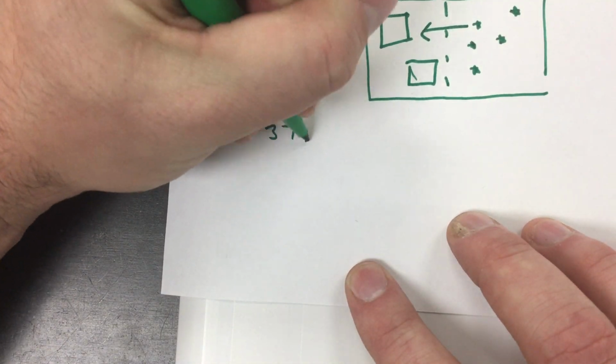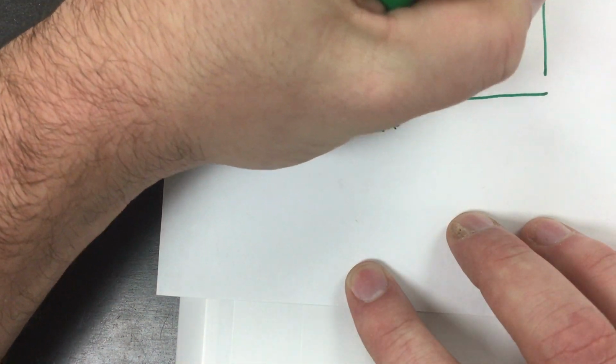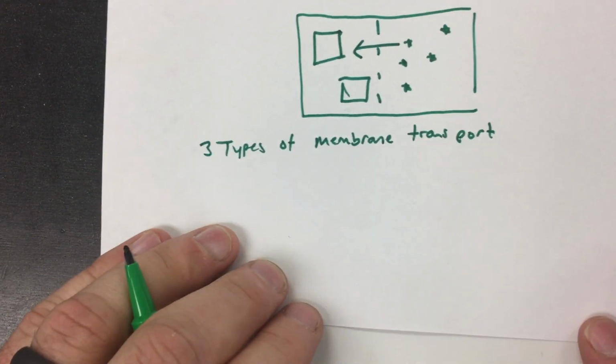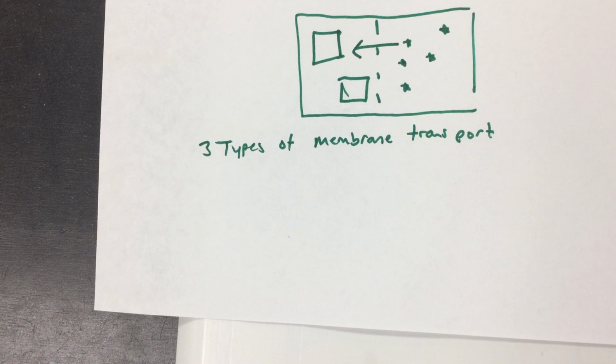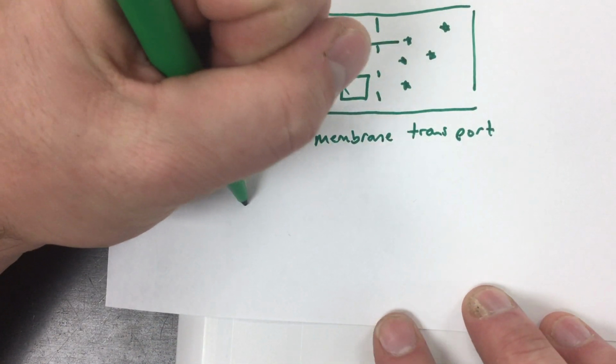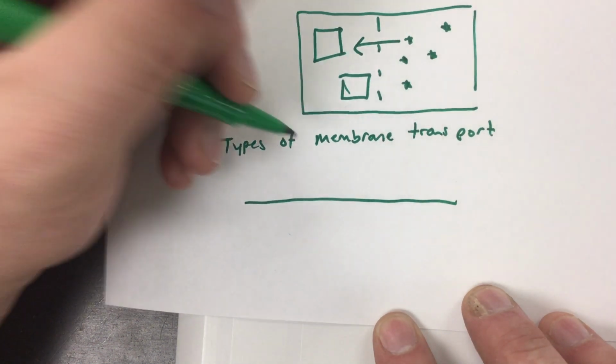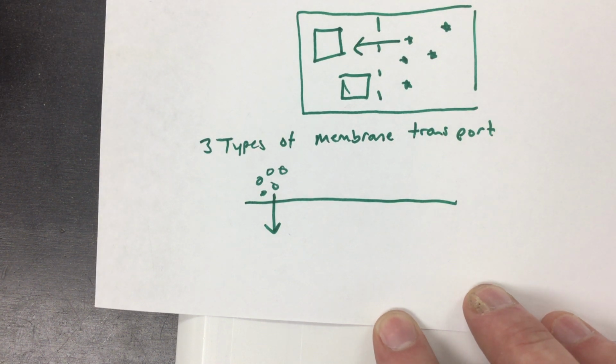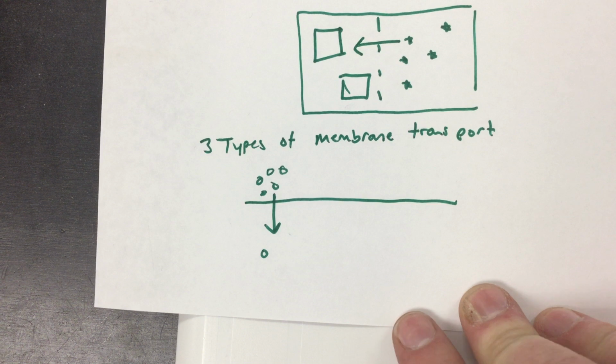Then you're going to have the three types of membrane transport. So you're going to need to know those diagrams. Remember you had the cell membrane, right? And then you have high concentration to low concentration, and what type of transport is that just by itself? Two answers are acceptable here.